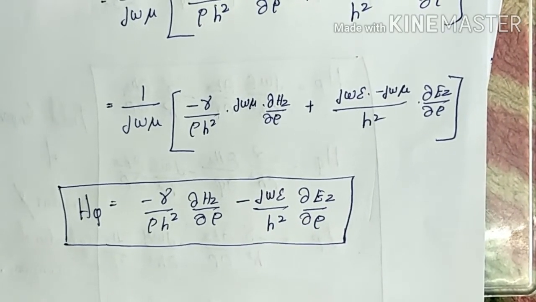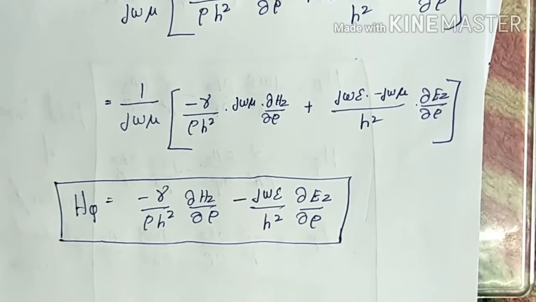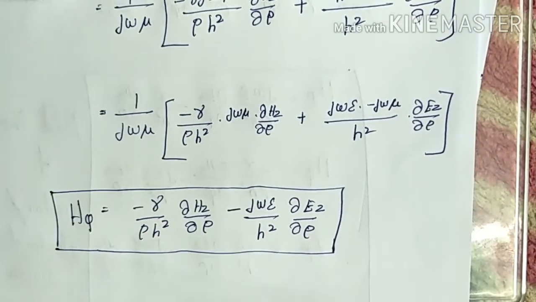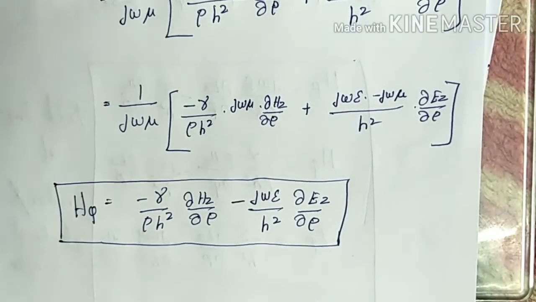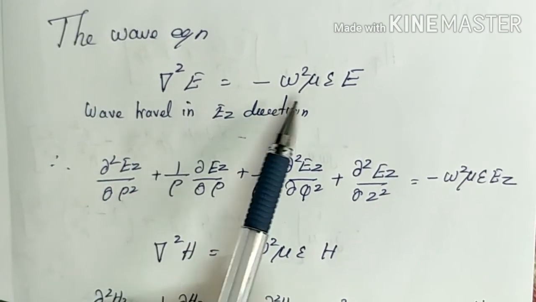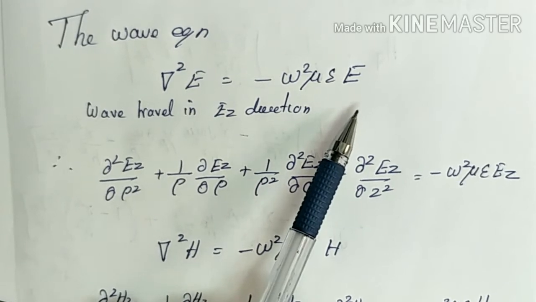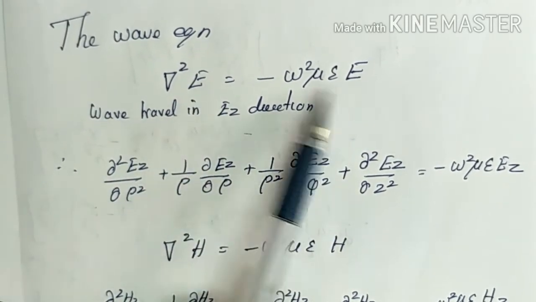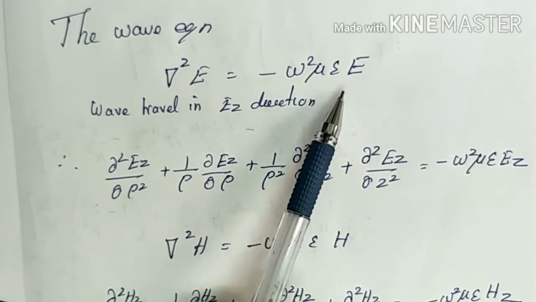Now we have found the four components H rho, H phi, E rho, E phi. To find Ez and Hz, we will go to the wave equation. So the wave equation is dou square E is equal to minus omega square mu epsilon into E. Since the wave is traveling in Z direction, we will take this as Ez. Here Ez and here Ez.